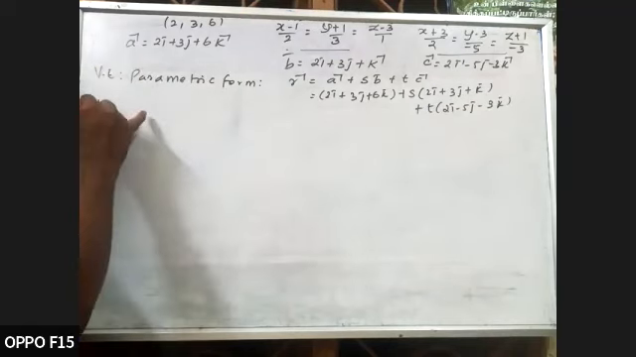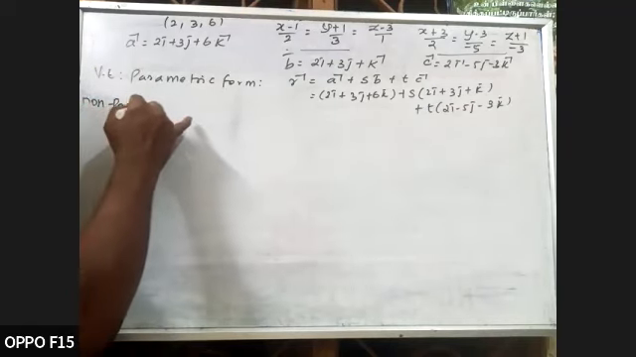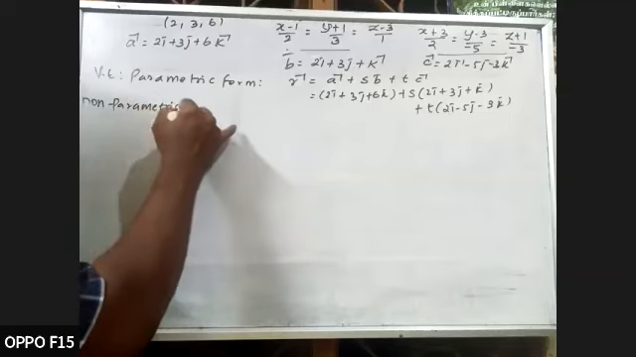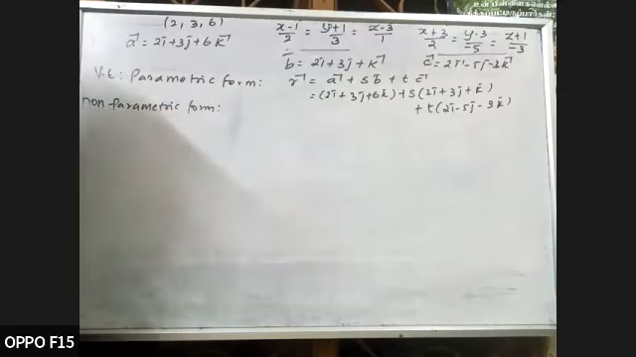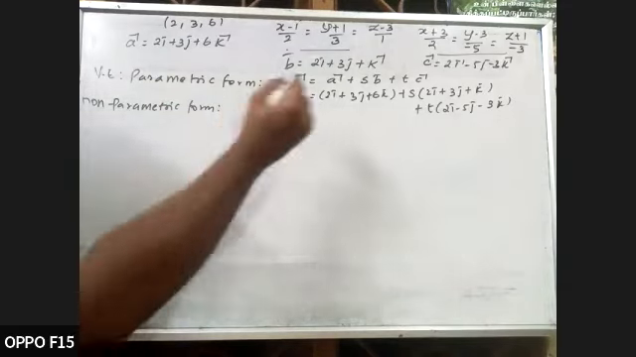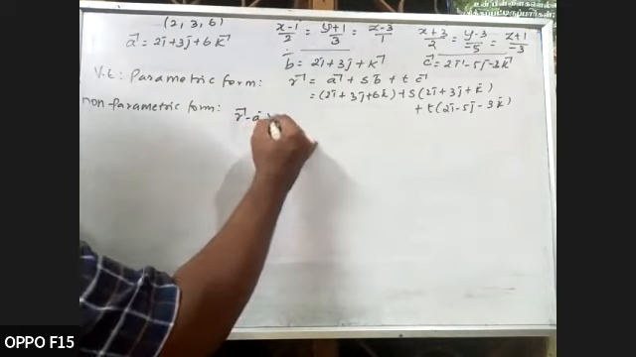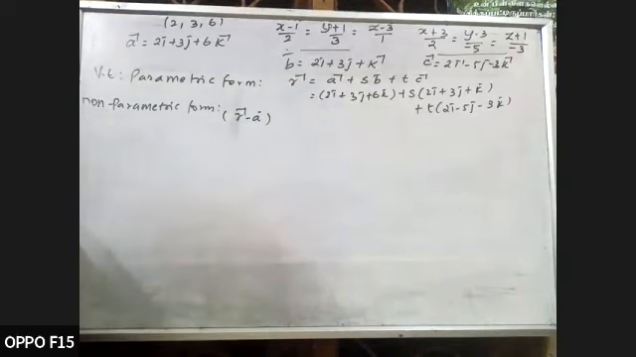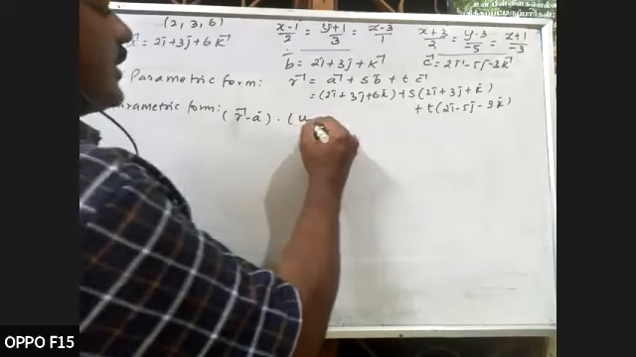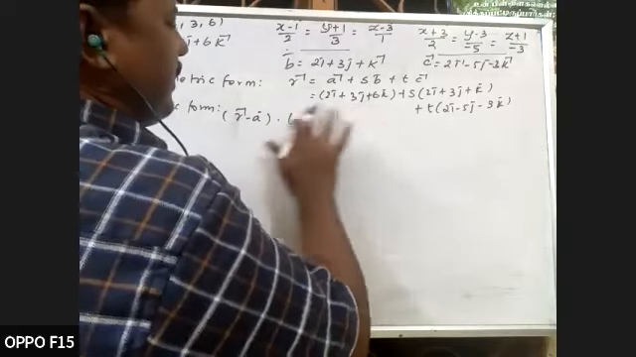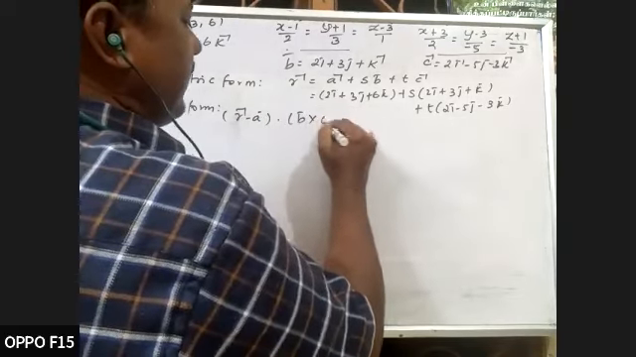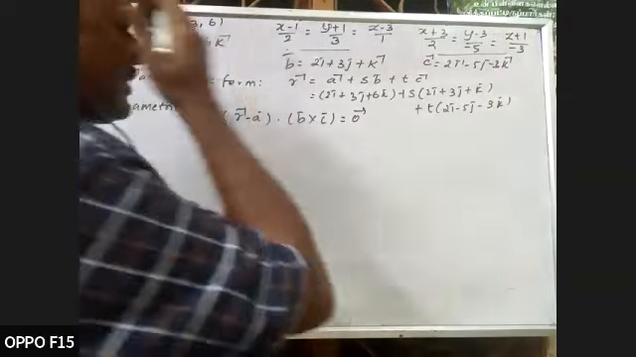The next one is the non-parametric form. What is the formula, guys? Minus a vector. Very simple: r vector minus a vector, dot b vector cross c vector, equal to zero. Very good. That is, (r vector minus a vector) dot (b vector cross c vector) equals zero.